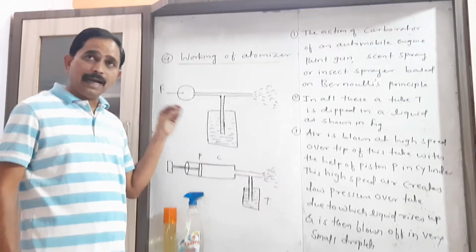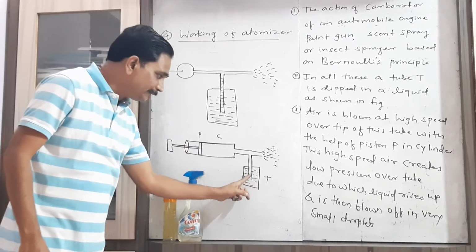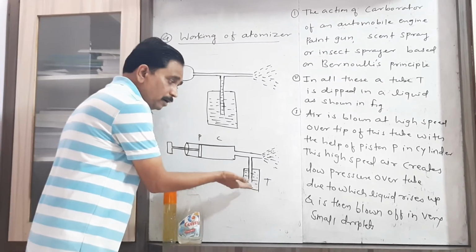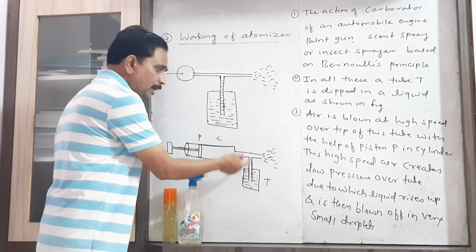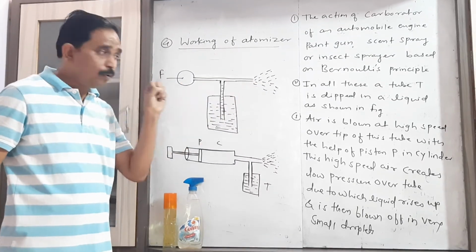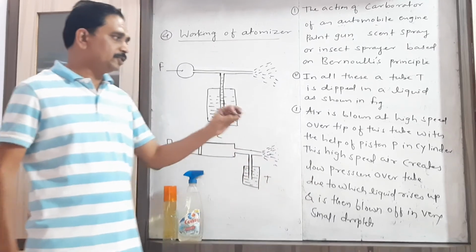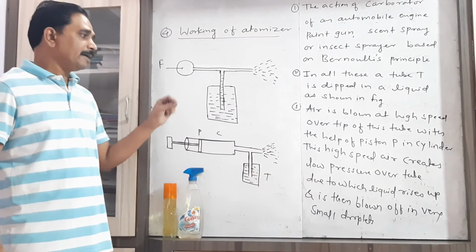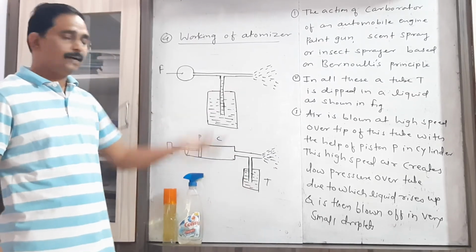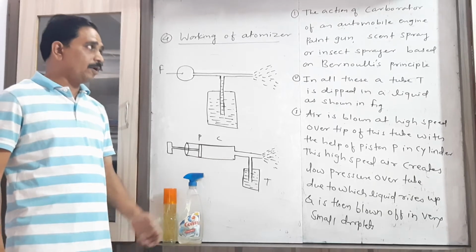Now because of this high speed air, it creates low pressure inside this tube. Because of which the liquid rises up, that liquid comes here and is then blown off in the form of many droplets. So that's why this high speed air creates the low pressure over the tube, due to which that liquid rises up and it is then blown off in very small droplets.